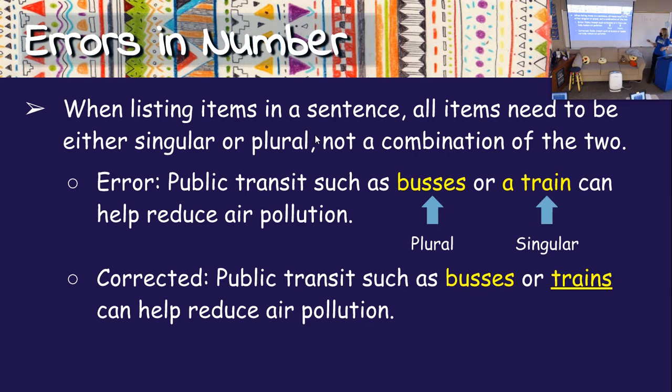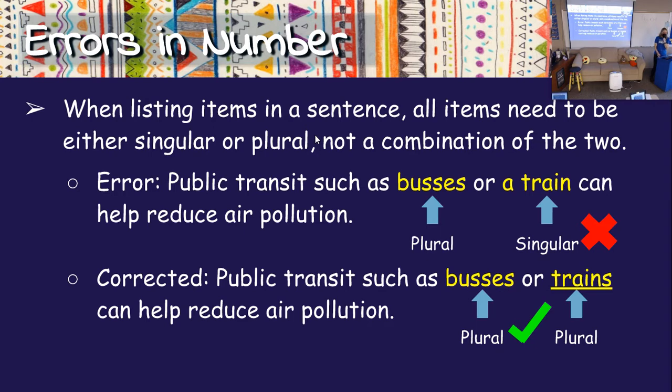So all we have to do is change one or the other. So we're going to change the singular to a plural and make it "trains." Okay, then we've got all plurals in that sentence and we're good to go. Is this making sense so far? Most parallelism errors are really easy to hear. It's fixing them that can sometimes get a little tricky, but we're going to be practicing with that.